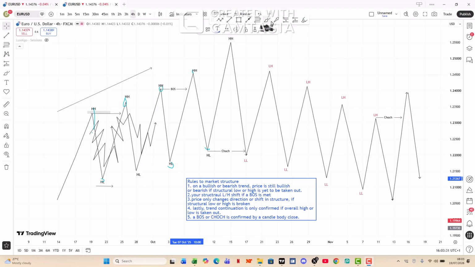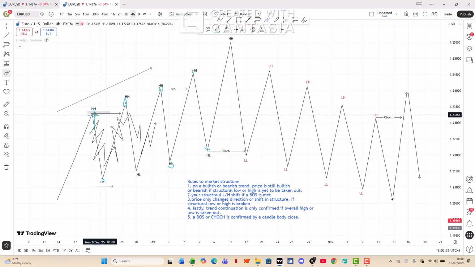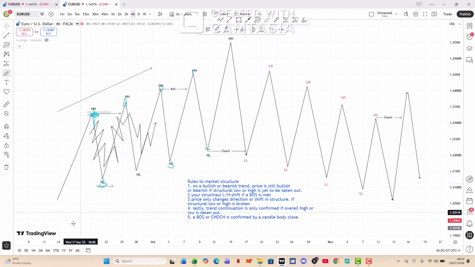So what that is, after a break of structure, so this was your structural high in a bullish trend. So your structural low is this low. So what that rule is saying is that after this break of this structural high, right, your structural low shifts from the previous structural low to this low, right? So after this break of this high, confirming a break of structure, your structural low shifts from this one to this one.